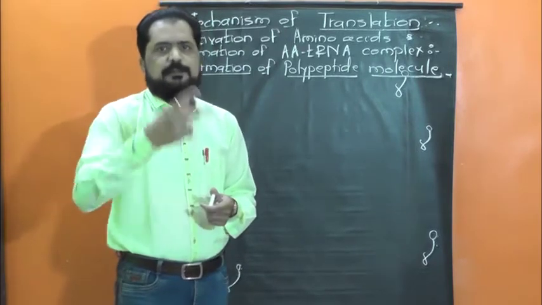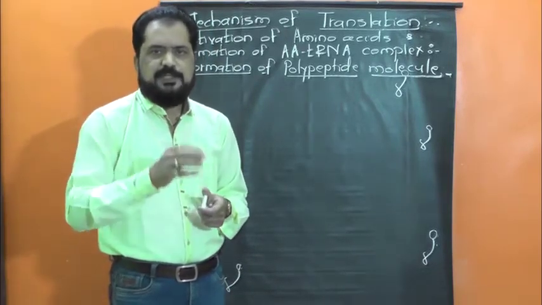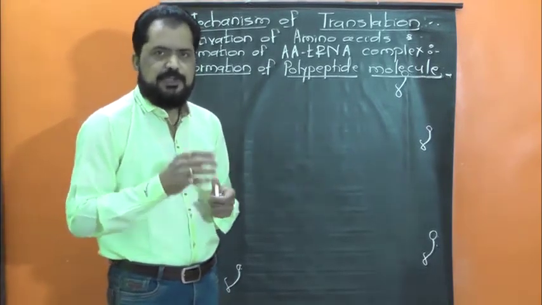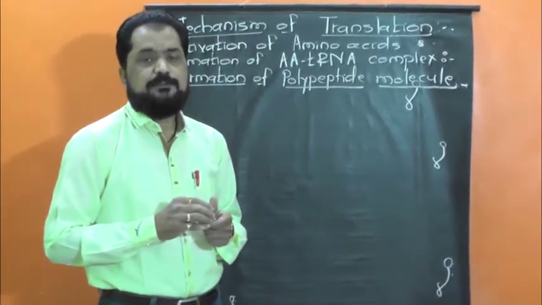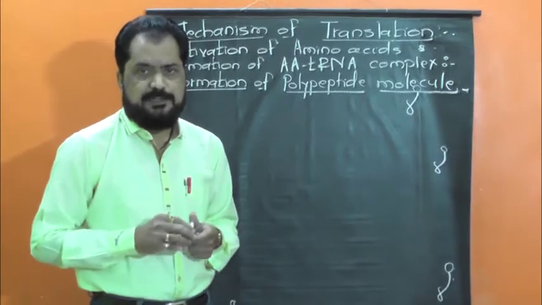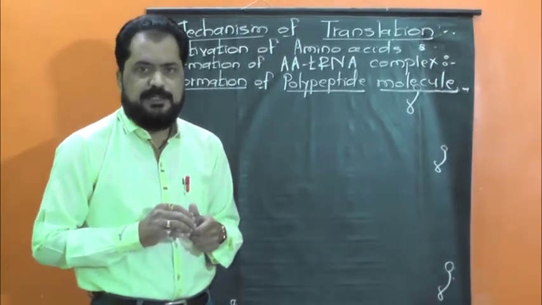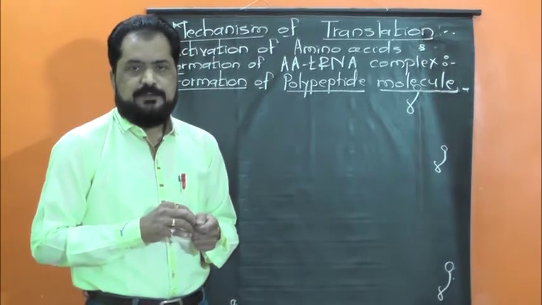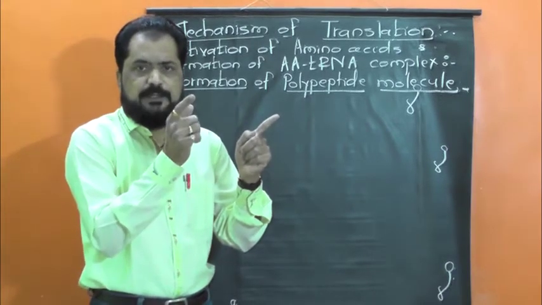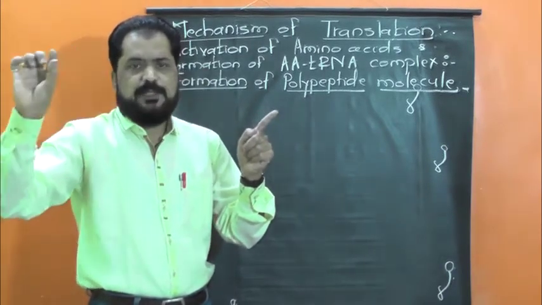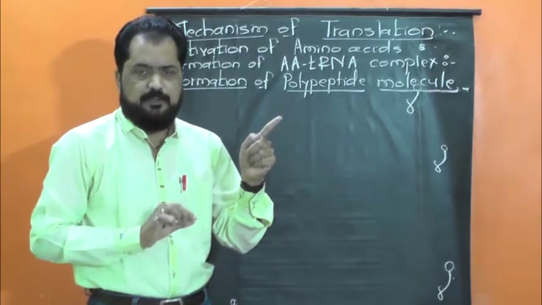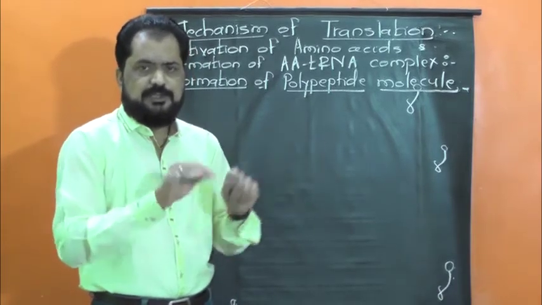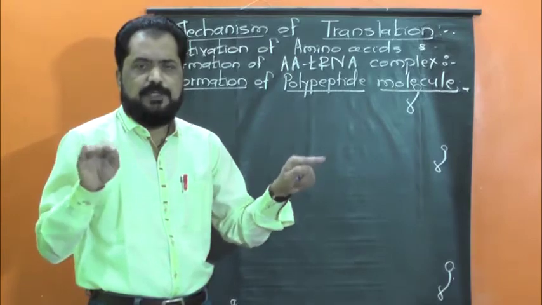It involves three major steps: initiation, elongation and termination. Initiation, as the name itself indicates, means the beginning. Elongation is where the amino acids get added one by one, so that there is a formation of the polypeptide chain, an elongation of the polypeptide molecule. And termination means the end of the process of translation, the end of synthesis of the polypeptide chain.